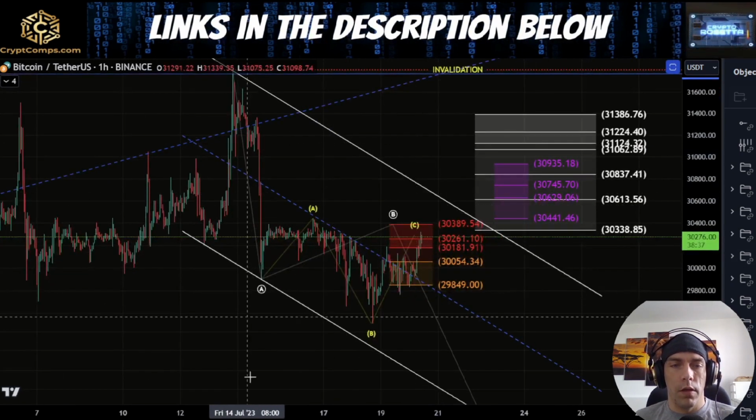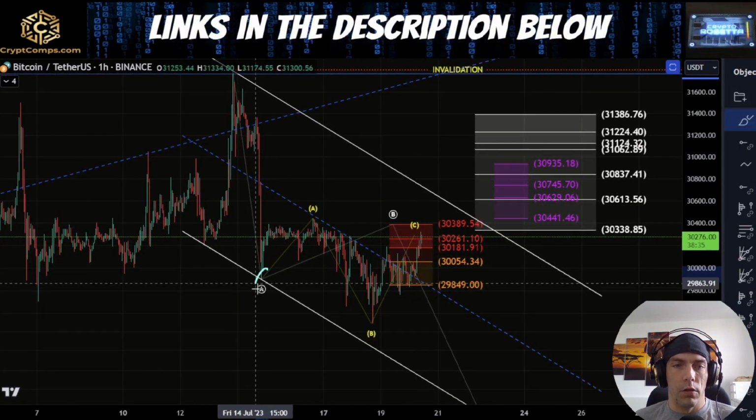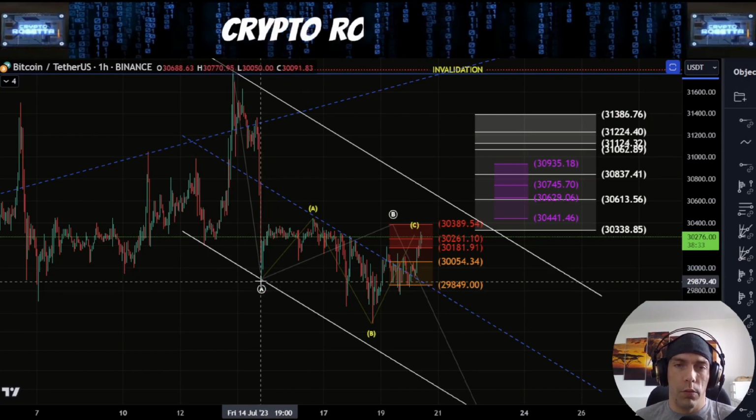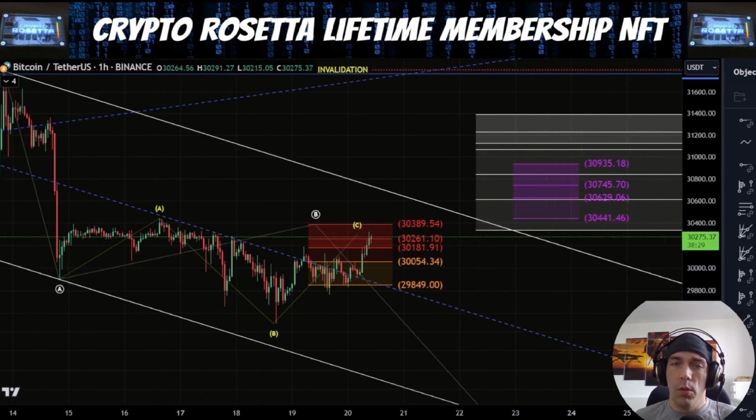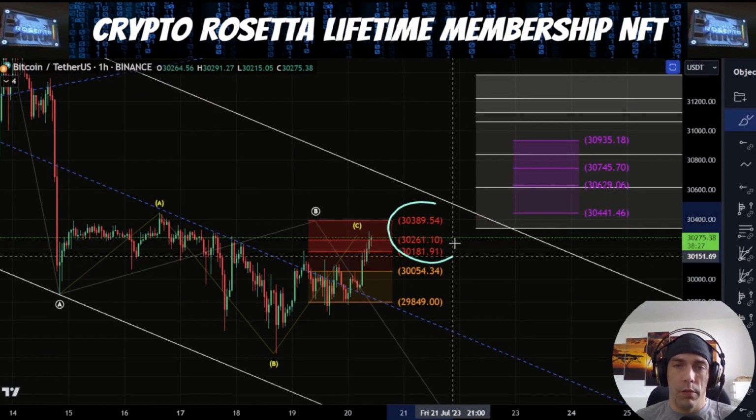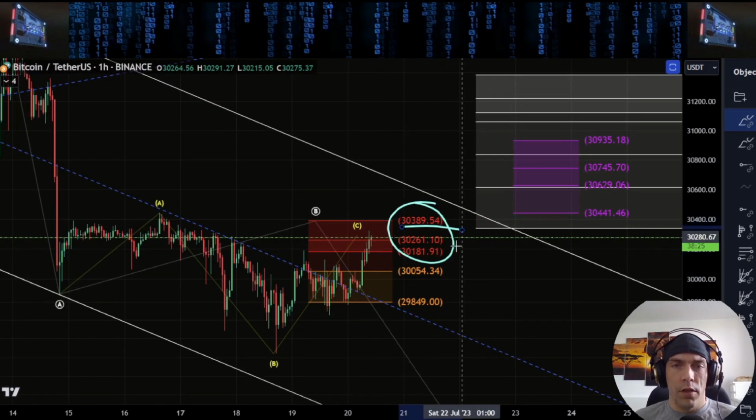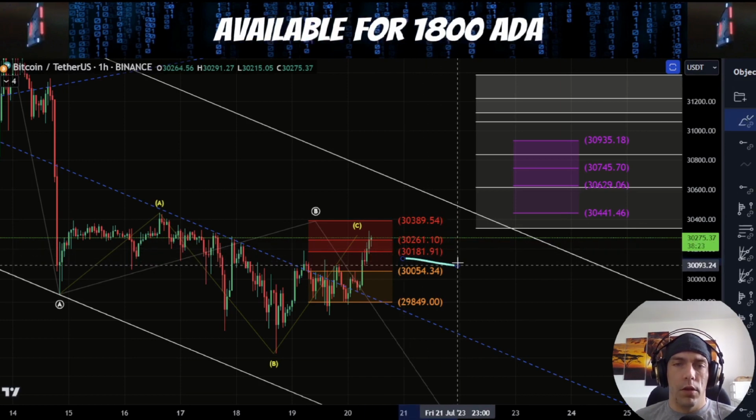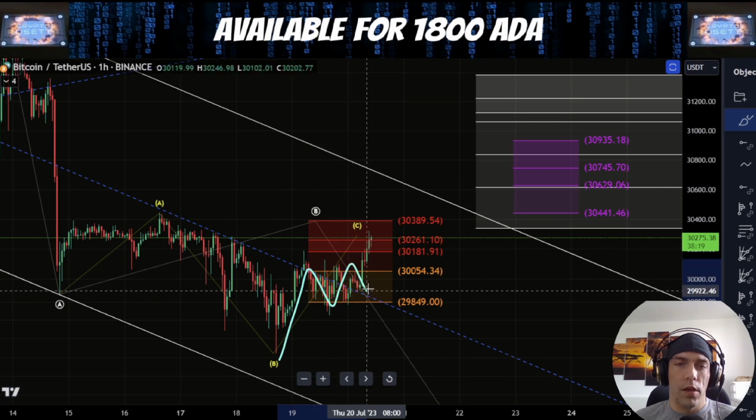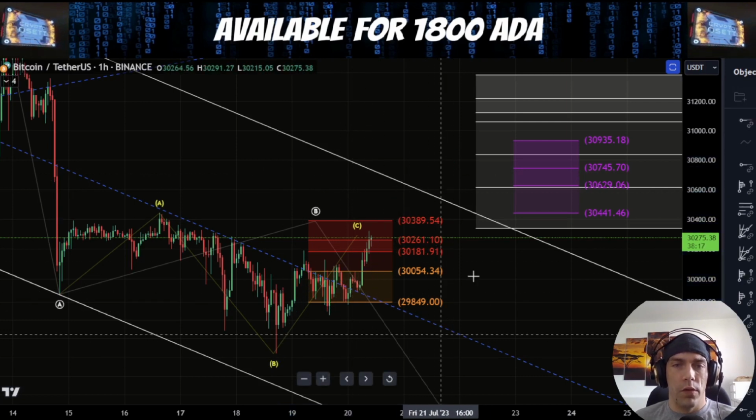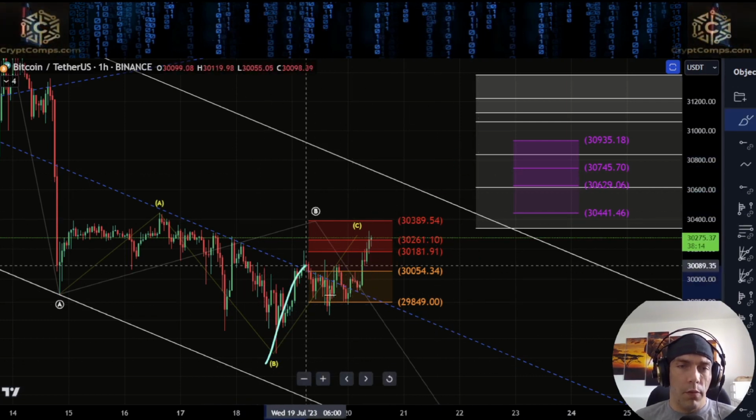If we have a look at the two ways we were discussing this, we were talking about the potential that we could have had this move complete into this low over here. What we were looking for was either an A, B, and C to the upside, in which case we were looking for this target, typically of this A wave, 30,389 to 30,181. But what we wanted to see would be a 5-wave move to the upside, and we haven't got that.